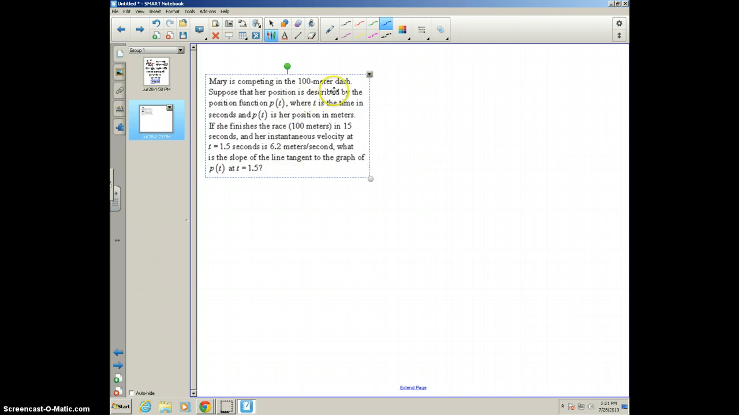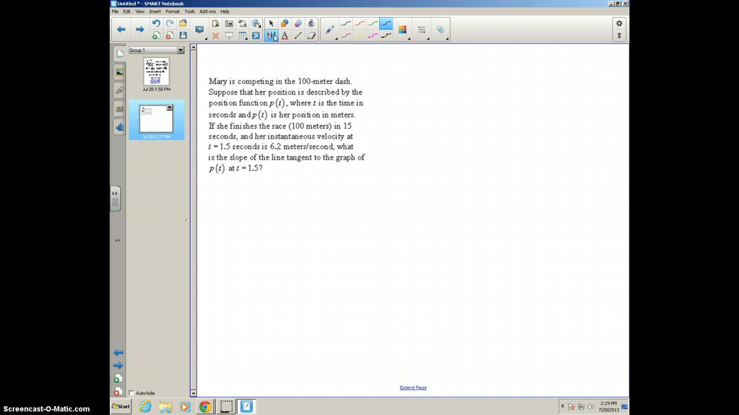Alright, so Mary is competing in the 100-meter dash. Suppose that her position is described by the position function p(t), where t is the time in seconds and p(t) is her position in meters. If she finishes the race 100 meters in 15 seconds, and her instantaneous velocity at t equals 1.5 seconds is 6.2 meters per second, what is the slope of the line tangent to the graph of p(t) at t equals 1.5? So basically the main parts of this are as follows.